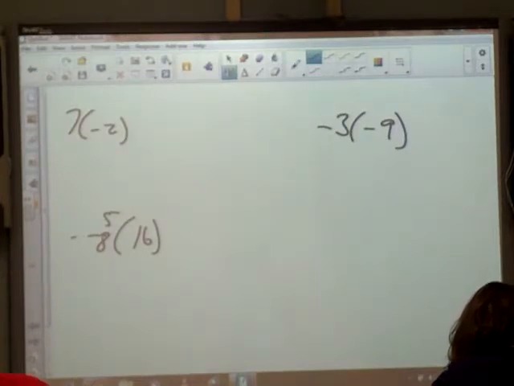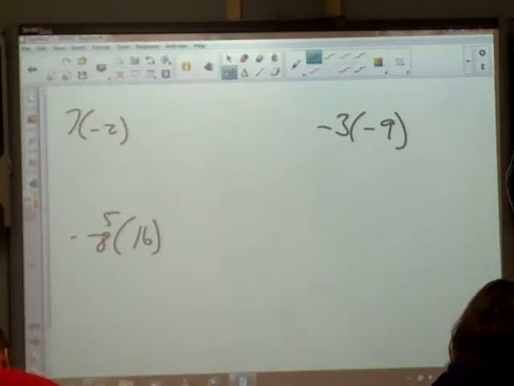Rules for multiplying and dividing are the same. There's no new rules. When you multiply, same signs, your answer is positive. When you divide, same signs, your answer is positive. When you multiply different signs, your answer is negative. When you divide different signs, your answer is negative.